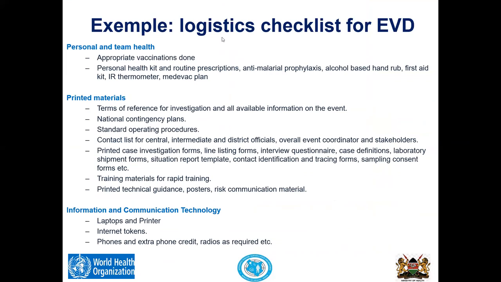You need to consider personal and team health and make sure that things like vaccinations, if they're going to areas with endemic diseases, then the team is appropriately vaccinated against those diseases. Then they have personal health kits, hand sanitizers. If you're going into a malaria endemic zone, they have the prophylaxis and the first aid kits, thermometers, and things like that. Then you'll also need printed materials, quite a number of them. They'll need information and communication technologies. They'll have to use laptops, printers, internet tokens, especially in areas with not so good network coverage, phones with extra phone credit, radios as required, including power backups for this technology.